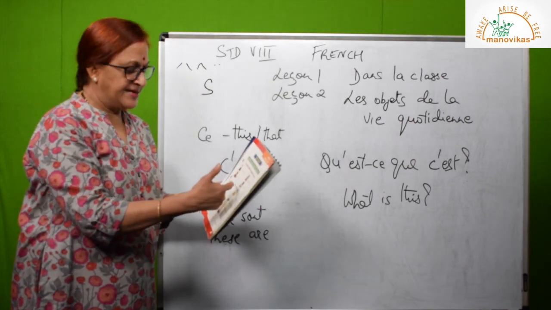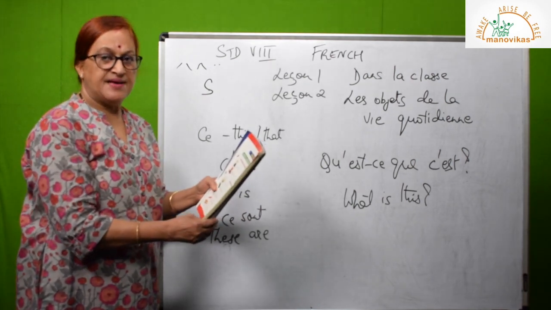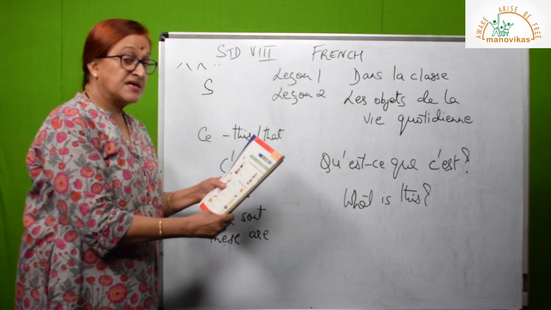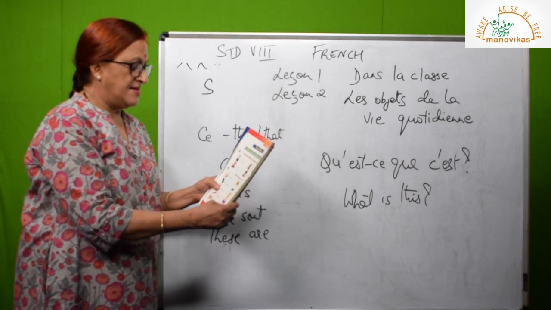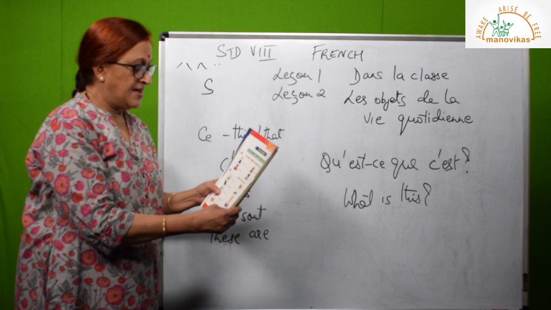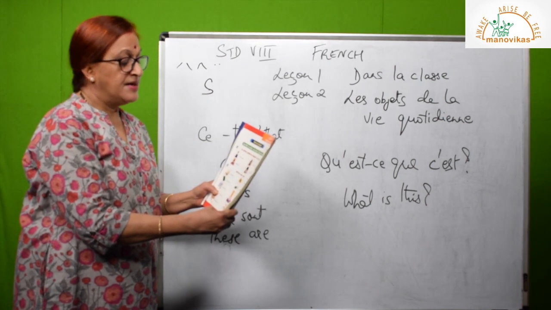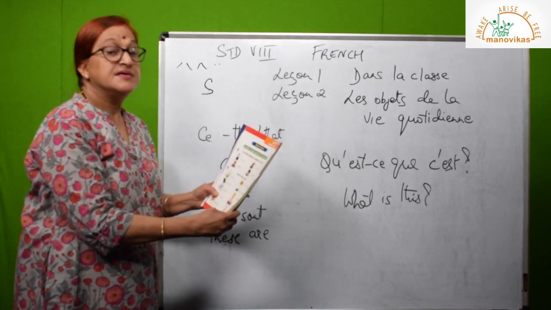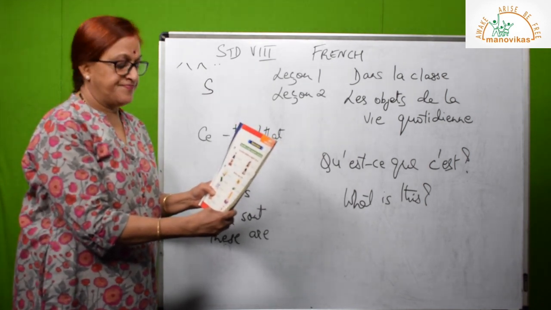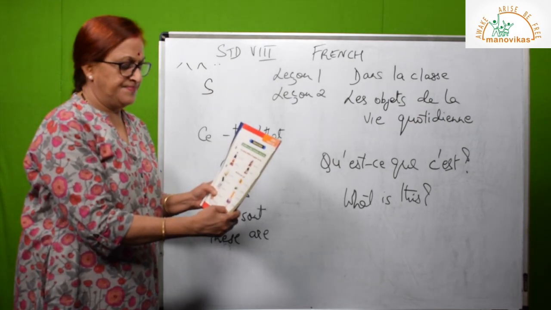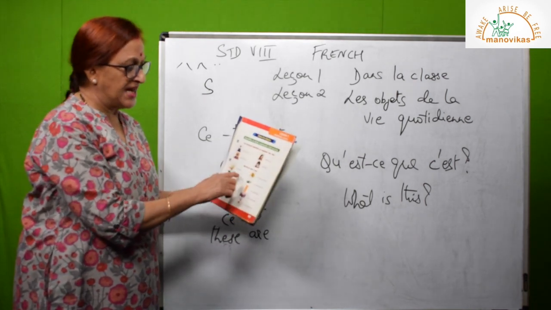Now we go to the next part of the lesson. Repeat after me. I will give you some time to repeat. Qu'est-ce que c'est? C'est un livre. C'est un cahier. C'est un stylo. C'est un crayon. C'est un banc. C'est une serviette. C'est une gomme. C'est une règle. C'est une table. C'est une chaise.